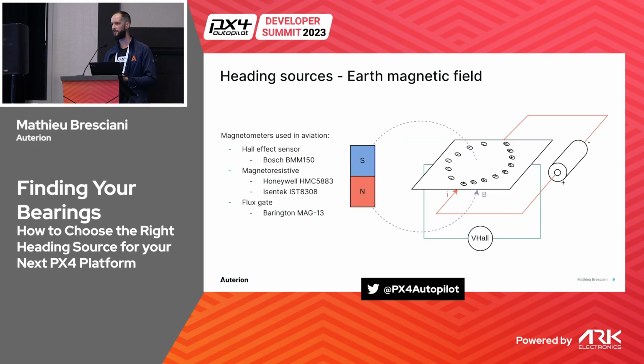So how do we measure it? Usually we have magnetometers. There are 3 main types we use in aviation. There are many more, but the main types are the Hall effect sensor, the magnetoresistive ones, and the flux gate. In PX4, we mainly have the Hall effect sensor and the magnetoresistive one.